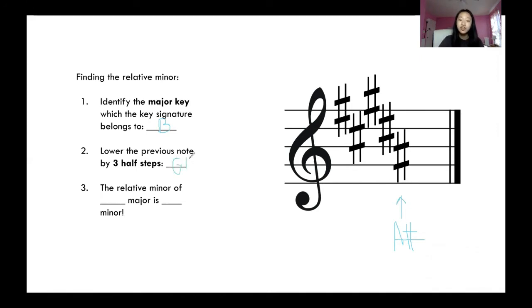So that means G sharp is 3 half steps below B, and that means that the relative minor of B major is G sharp minor. And again, that means if you're seeing this in your music, it is probably either in B major or G sharp minor. So take a few seconds to write this down if you need to. Okay, let's go on.